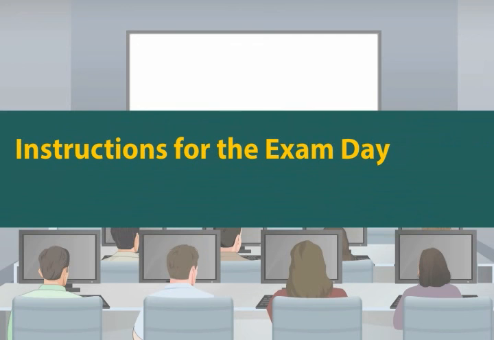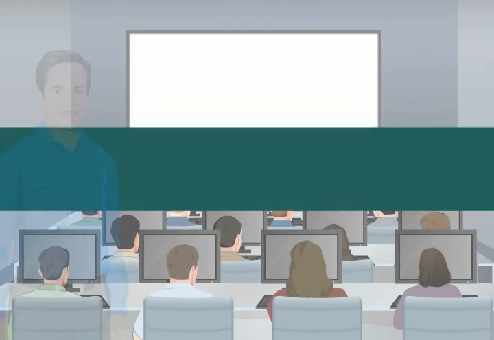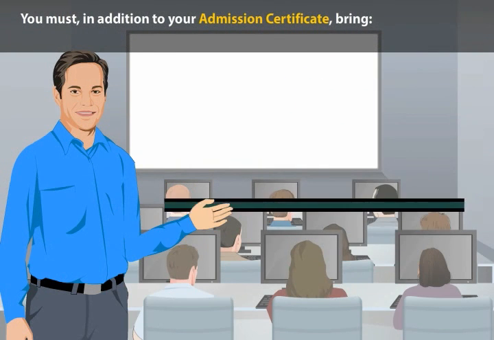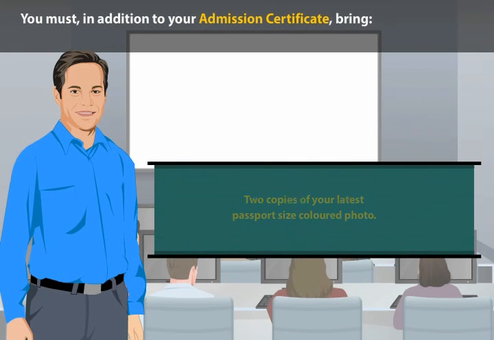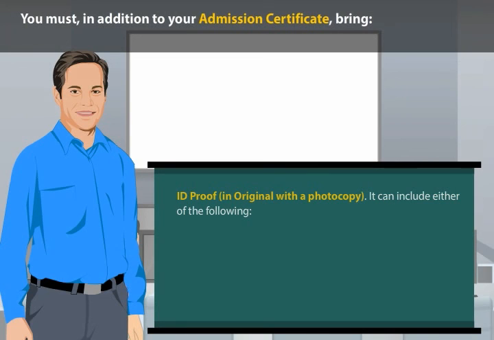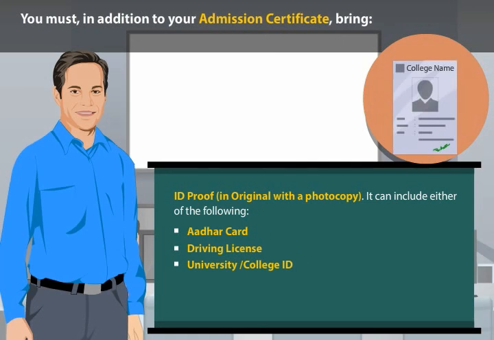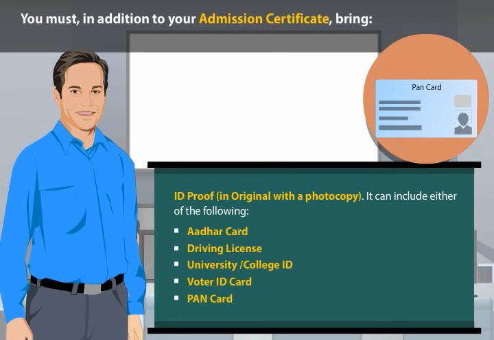Instructions for the exam day. Instructions before the start of the exam. You must, in addition to your admission certificate, bring 2 copies of your latest passport size colored photo, ID proof in original with a photocopy. It can include either of the following: Aadhaar card, driving license, university or college ID, voter ID card, PAN card.